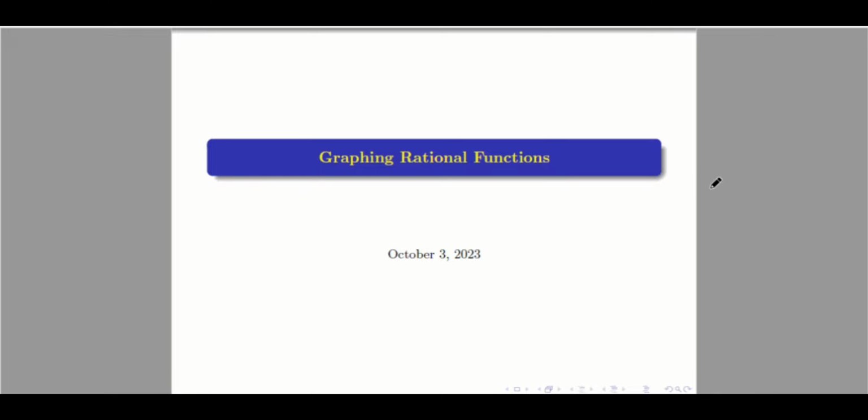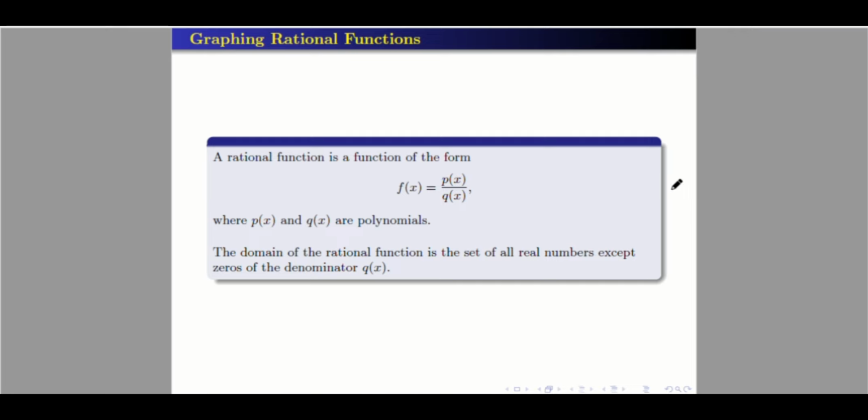Good day, we'll be discussing graphing rational functions. Last time we discussed how to find the asymptotes and the intercepts. Now we'll proceed with the other steps in graphing rational functions. Remember that a rational function is of this form, a polynomial over a polynomial. And the domain of the rational function is the set of all real numbers except the zeros of the denominator, and we've discussed this already from our previous videos.